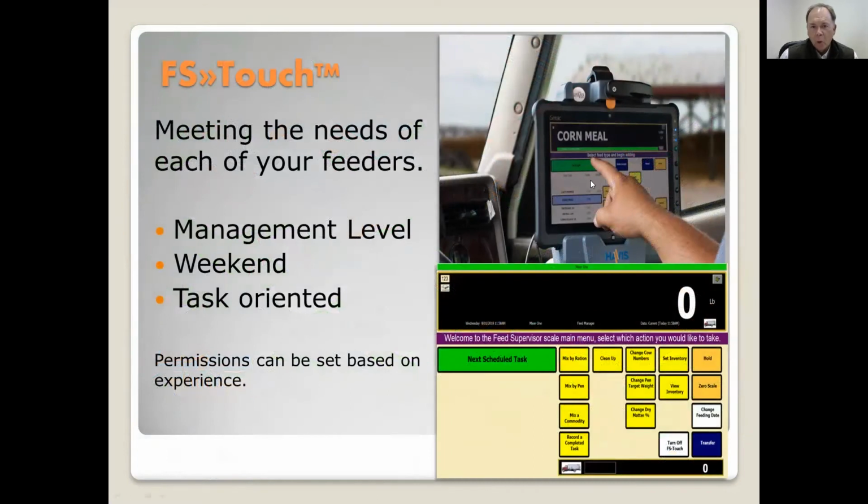FS Touch is really the core of Feed Supervisor. It meets the needs of many different types of feeders, whether it's management level feeders, where we want to give them full control of the feeding system right from the tractor cab, a weekend feeder where we just want the system to mirror what was fed the day before, or a task-oriented feeder, where all they need to do is hit the next button and everything plays out for them throughout the day. And permissions can be set up for whoever logs into the system based on their level of expertise and how much authority that management wants to give them.